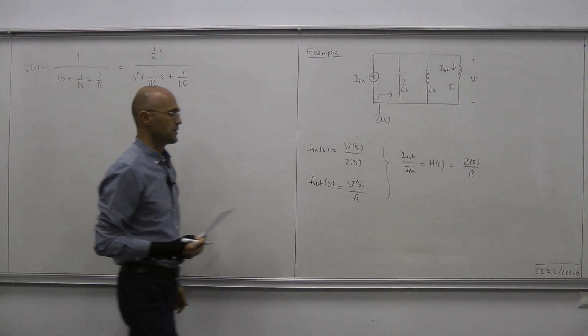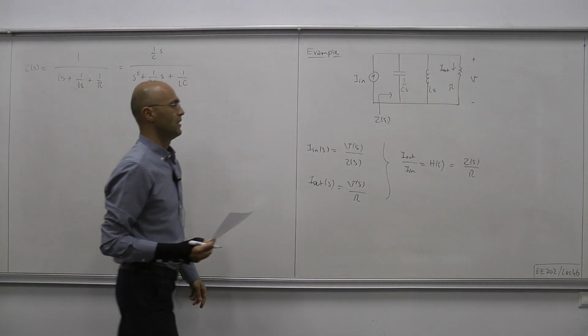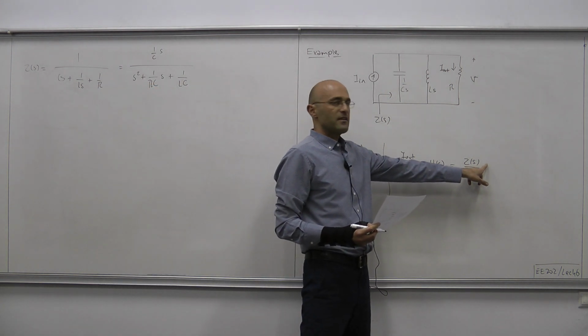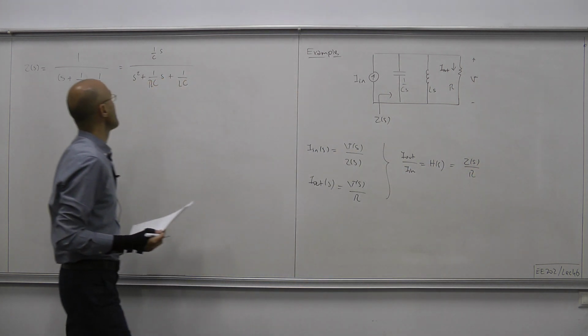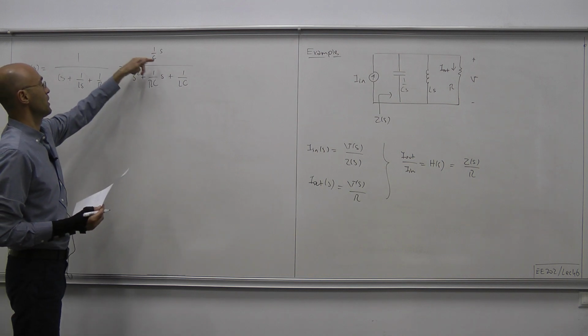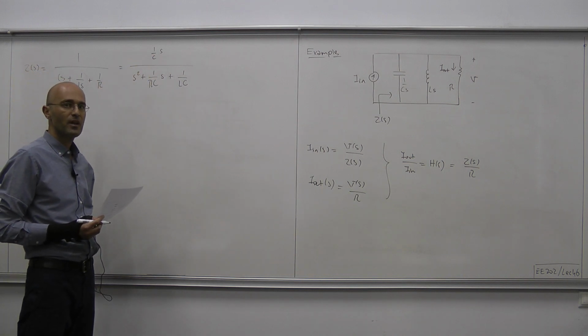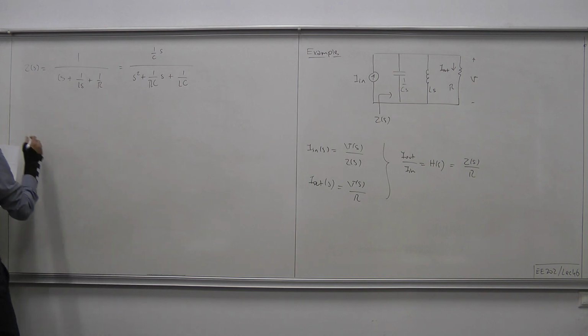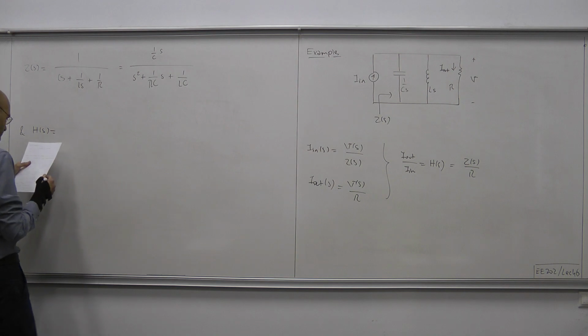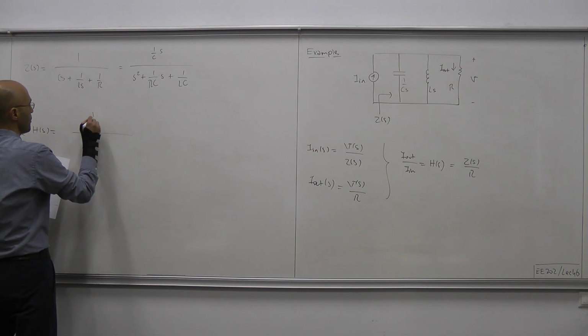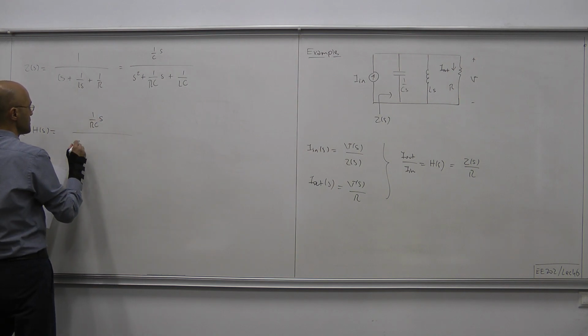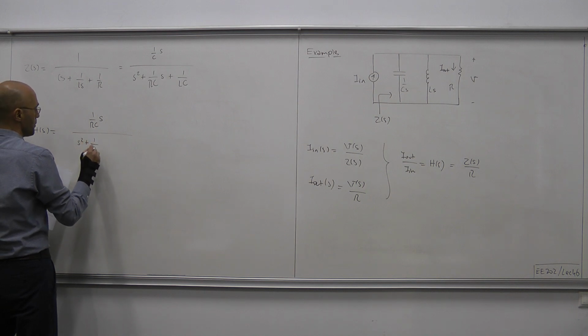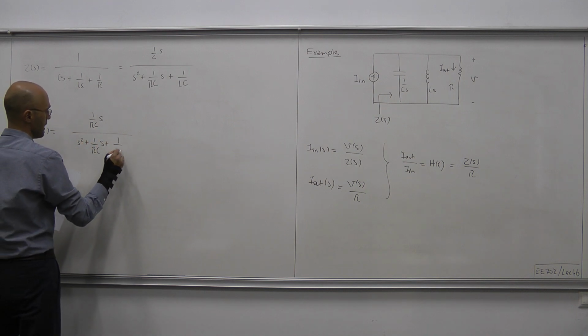How about the transfer function, H of S? All you have to do is take that impedance and divide by R. Then what we have is 1 over RC times S, and then we have the same denominator as the impedance. H of S equals 1 over RC times S over S squared plus 1 over RC times S plus 1 over LC.